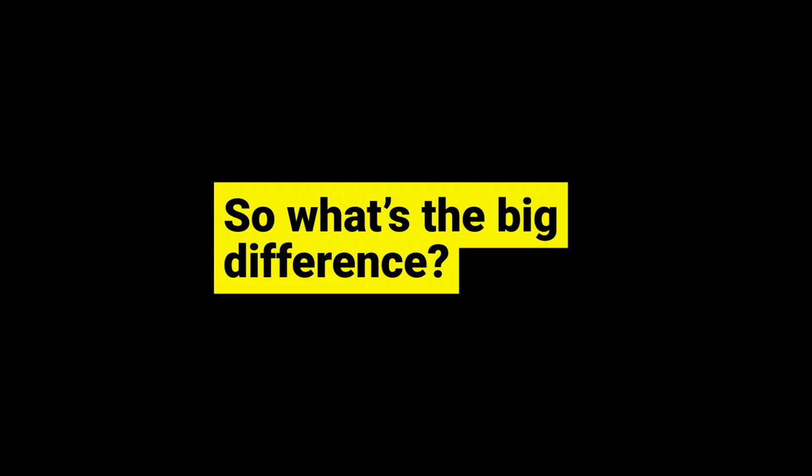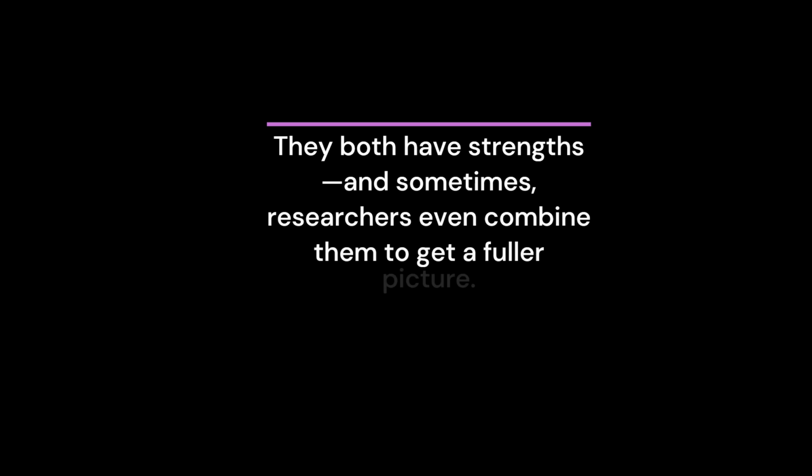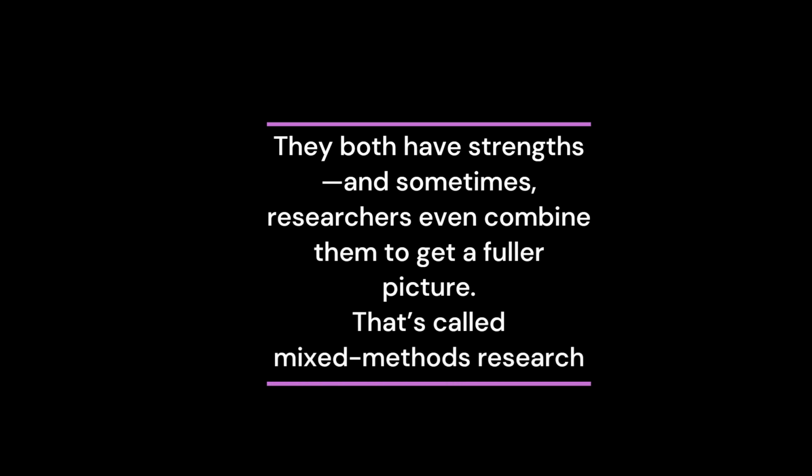So what's the big difference? Quantitative equals quantity, which focuses on what can be measured. Qualitative equals quality, which focuses on what can be described. They both have strengths, and sometimes researchers even combine them to get a fuller picture. That's called mixed methods research.